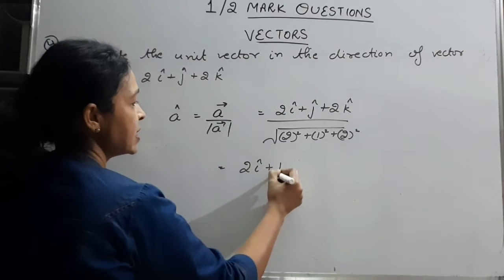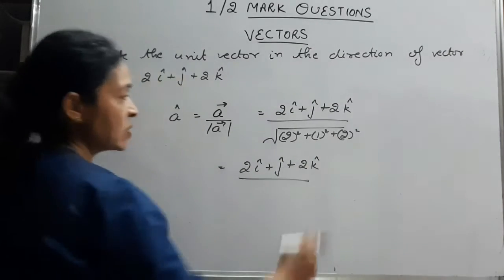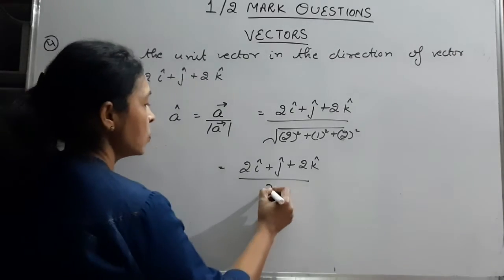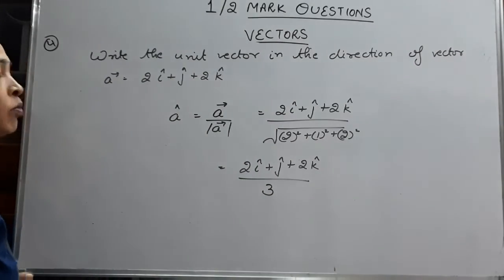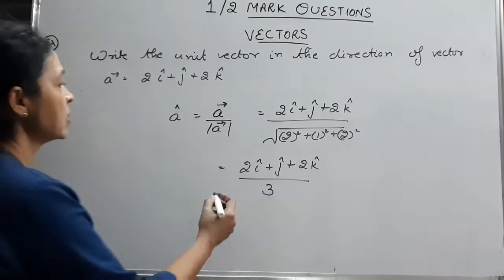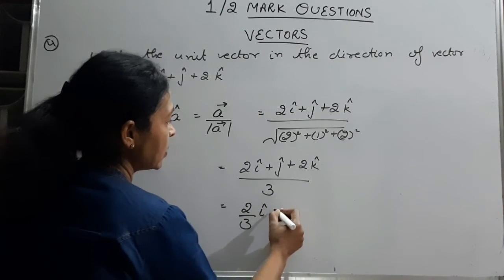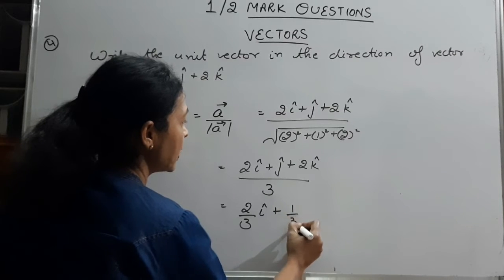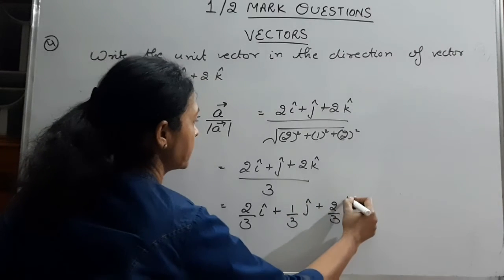2i cap plus j cap plus 2k cap upon root of 4 plus 1 plus 4, root 9, which is equal to plus minus 3, but we take only the positive value because magnitude is always positive. Therefore, our unit vector is 2 by 3 i cap plus 1 by 3 j cap plus 2 by 3 k cap.